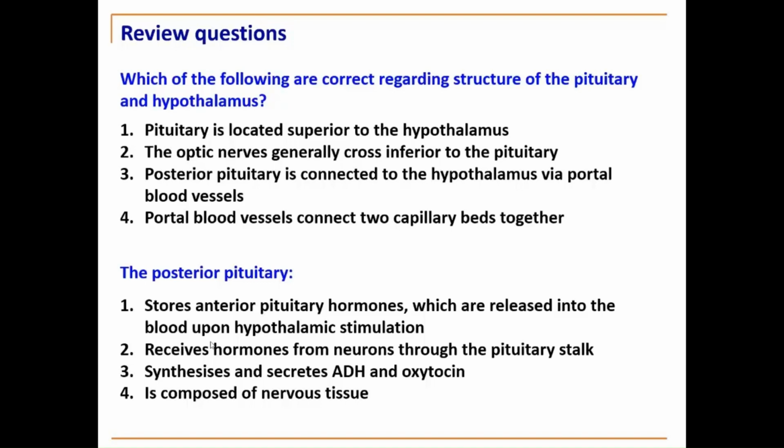Second question. The posterior pituitary stores anterior pituitary hormones which are released into the blood upon hypothalamic stimulation. That's incorrect. Number 2. Receives hormones from neurons through the pituitary stalk. That is correct. Number 3. Synthesizes and secretes antidiuretic hormone and oxytocin. That is incorrect. The hypothalamus synthesizes ADH and oxytocin. They are released from the posterior pituitary into the blood supply. Number 4. Is composed of nervous tissue. That is correct.